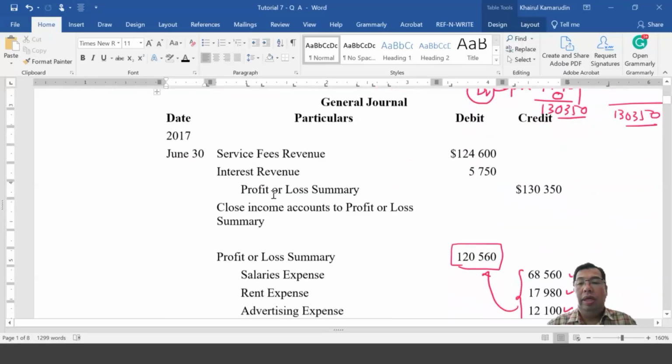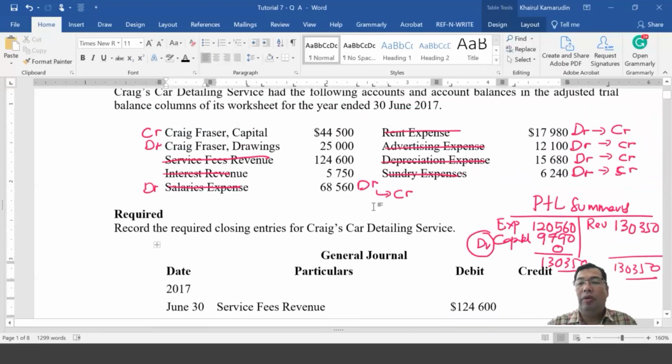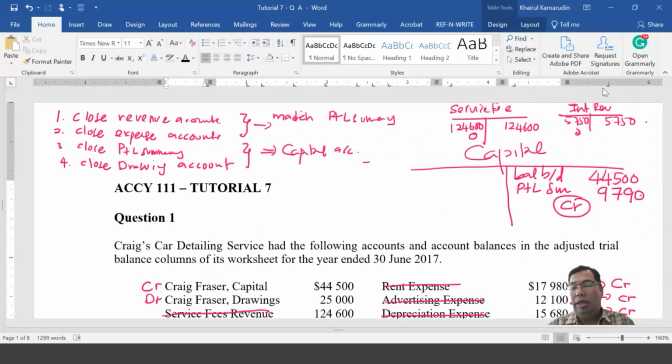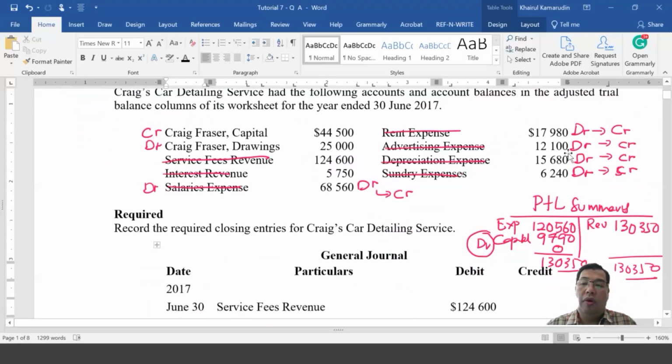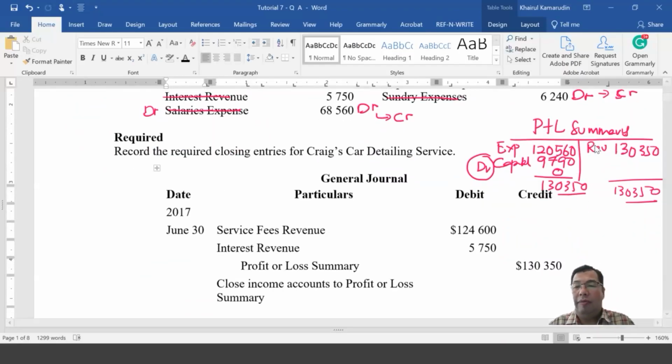Always remember, you have to go back to the basics. Capital is on the credit side. To increase capital, you should credit the account. For the P&L summary, if you have a profit, your revenue is greater than your expenses, and the difference is your profit. If you have a loss, it means your total expenses are greater than your total revenues. This will be a loss. Why? Total debit is greater than total credit.